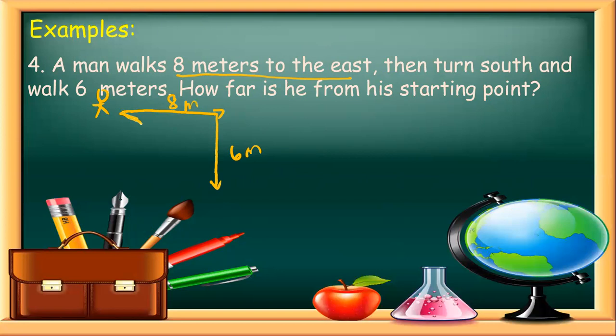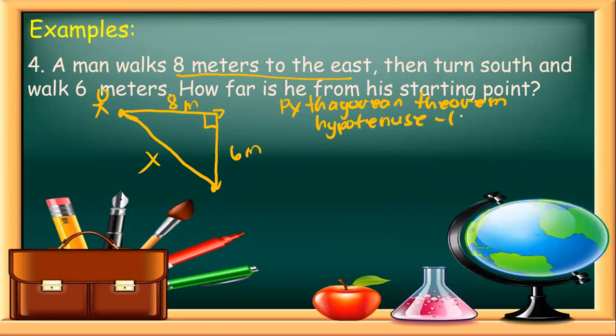So, it is the starting point, and this is now his current location. So we're looking for this measurement or distance. Since our given here is a right triangle, we can apply the so-called Pythagorean theorem. And the missing side is the hypotenuse, or the longest side of the right triangle.